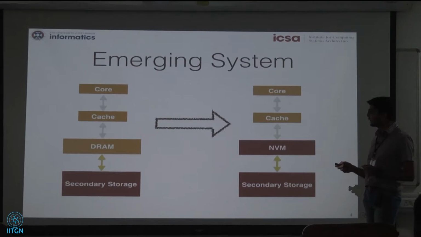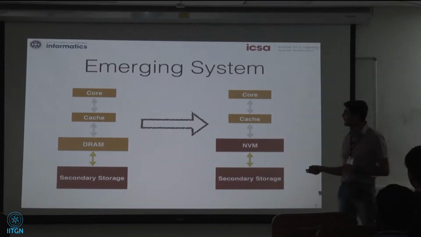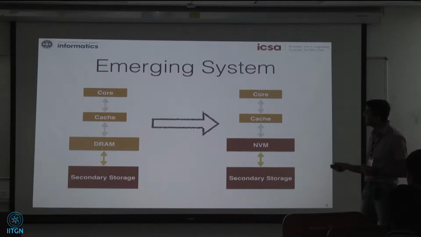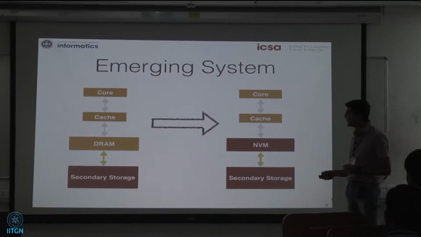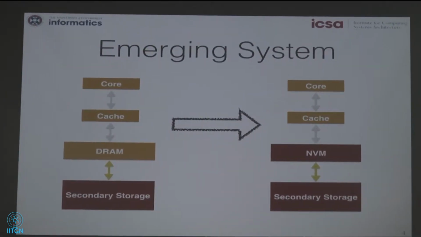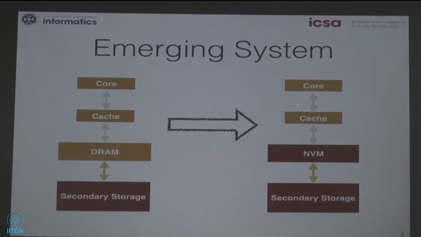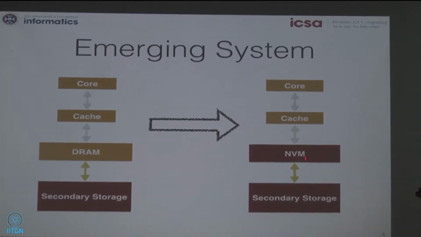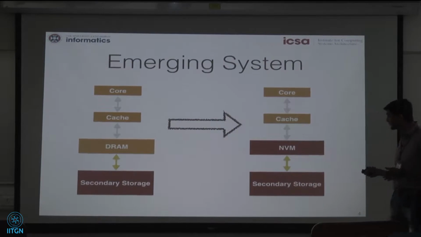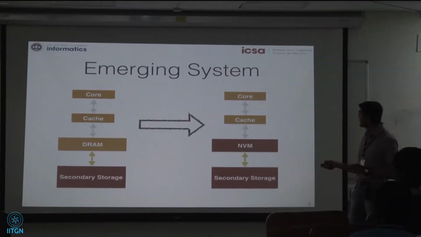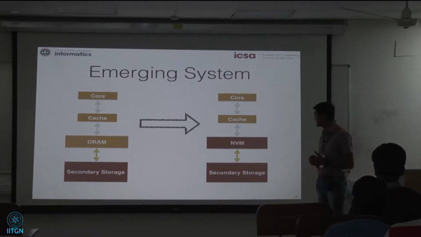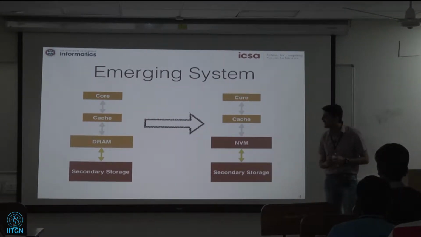Now, if we look at a traditional computer system, which is on the left here, we have cores, caches, and DRAM, which are all volatile, and then you have secondary storage, which is non-volatile. With the emergence of this non-volatile memory technology, you have cores and caches which are volatile, but at the memory level, you have this non-volatile memory, which can retain data when you lose power. For the sake of simplicity, I'm not showing DRAM here, but you can have NVM and DRAM both sitting in parallel to each other or in some other configuration.